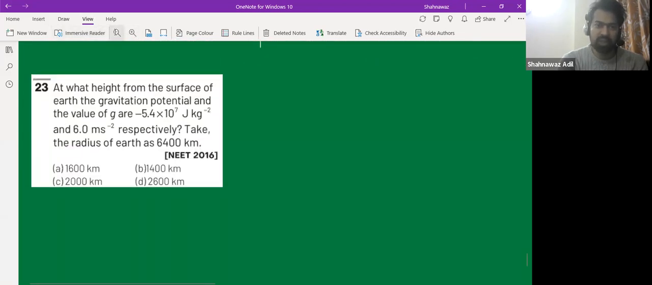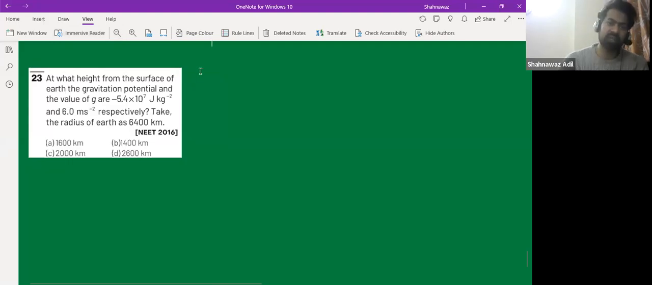In this question, at what height from the surface of the Earth are the gravitational potential and the value of g as given respectively? Take the radius of the Earth as 6,400 kilometers. So the gravitational potential is given, and the value of g is also given. So in this question, what are they asking?